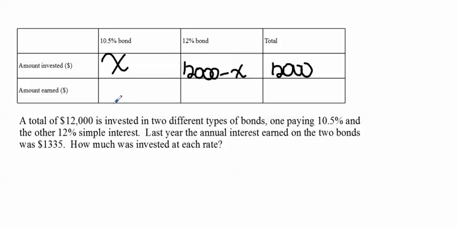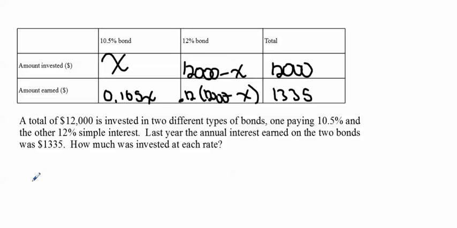Now over here in the amount earned, it earned 10.5%. So that's 0.105x. And then the 12% bond would be 0.12 of the 12,000 minus X. And that makes a grand total of 1,335.